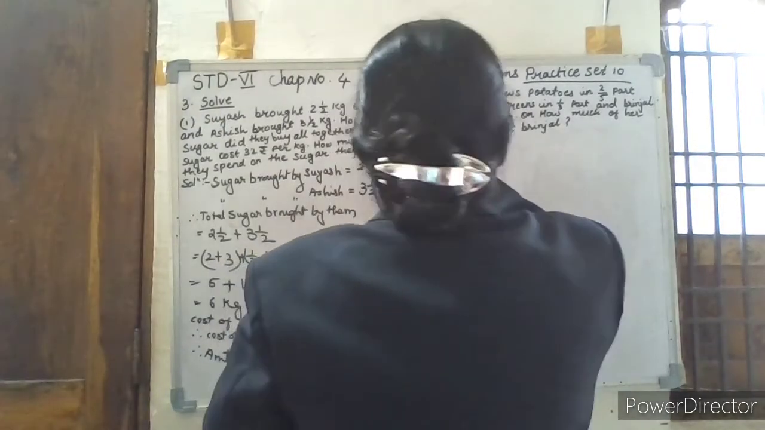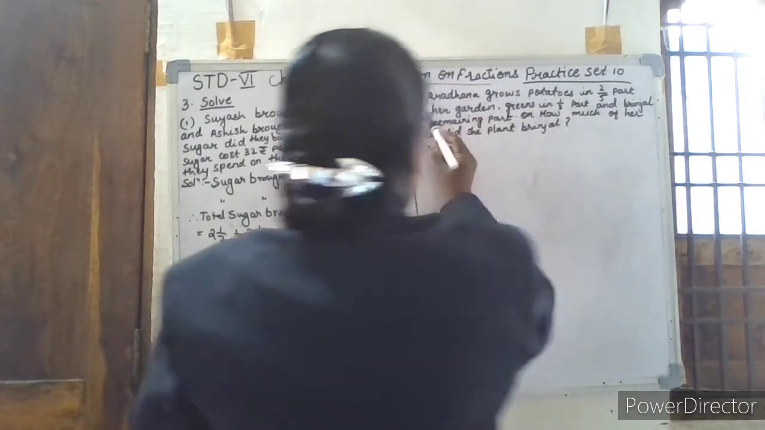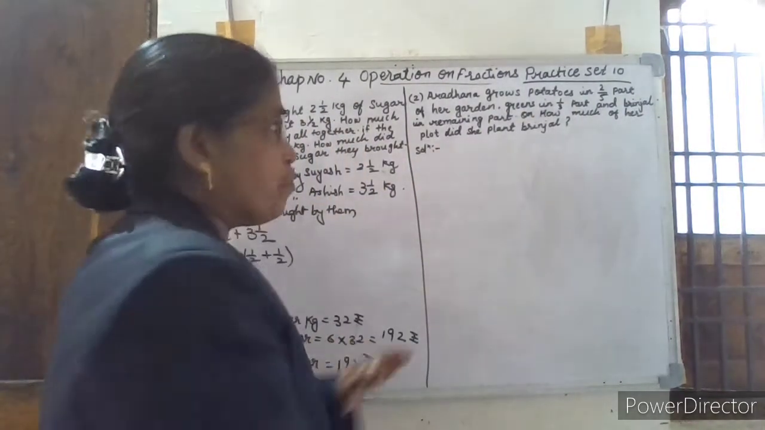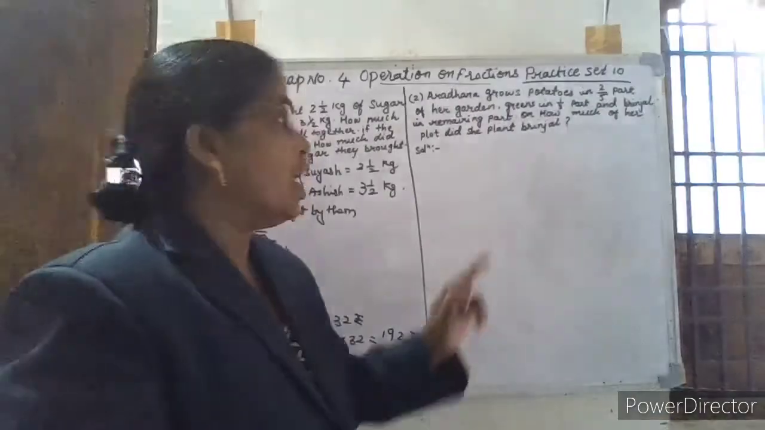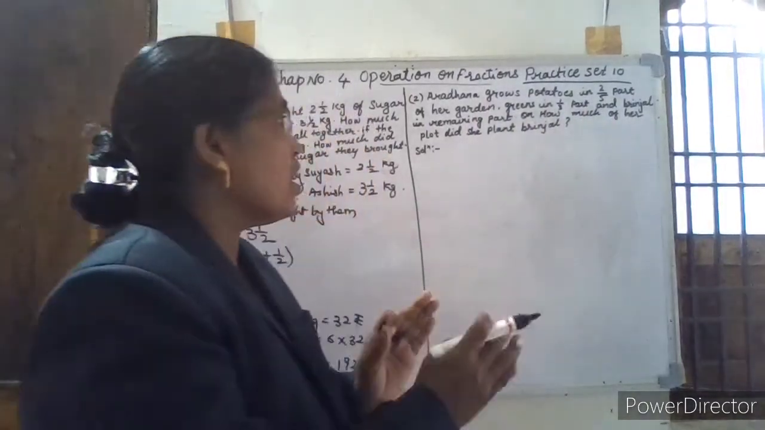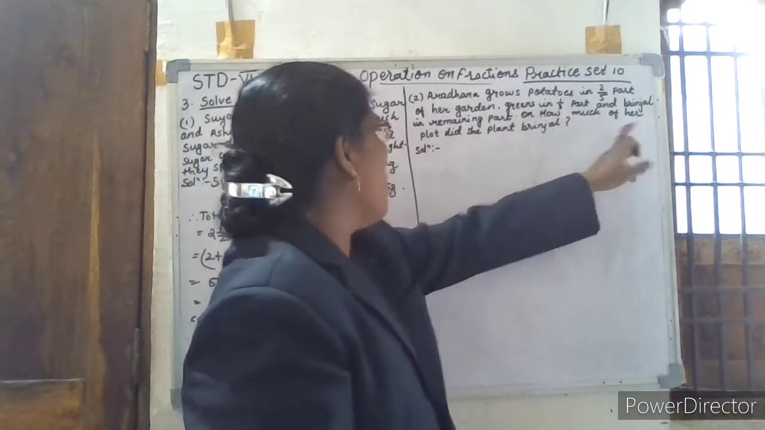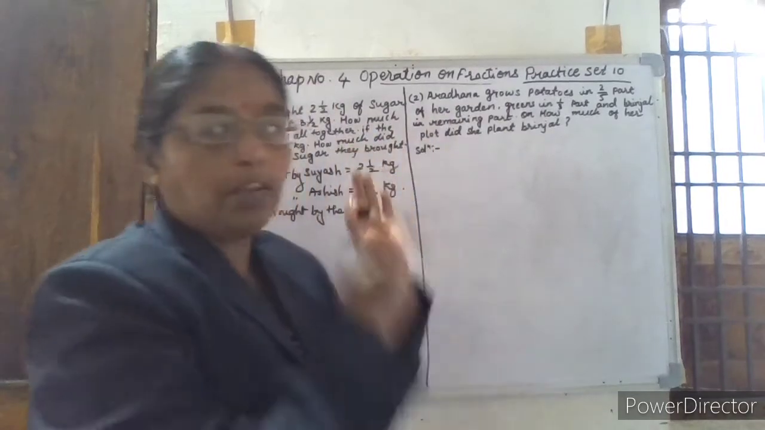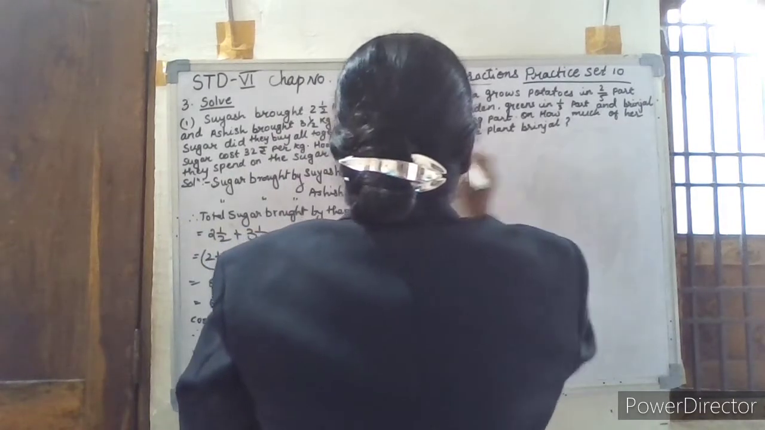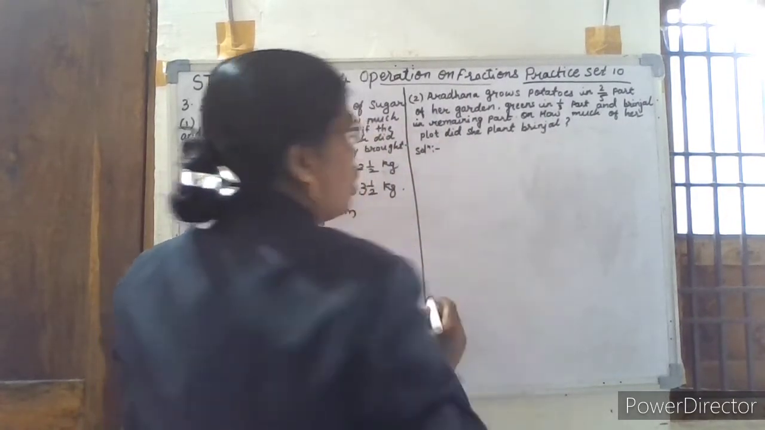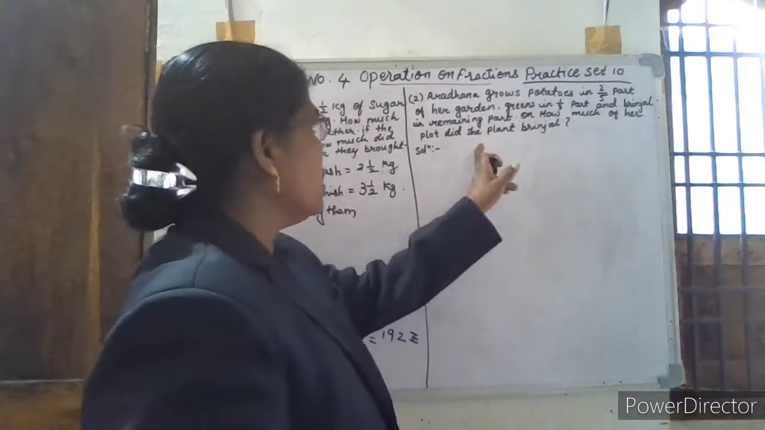Aradhana grows potatoes in 2/5 part of her garden. A big garden she is having. In that 2/5 of the part, she has grown potatoes. Greens in 1/3 part, and brinjal in the remaining part. How much of her plot did she plant brinjal? This we have to find out.